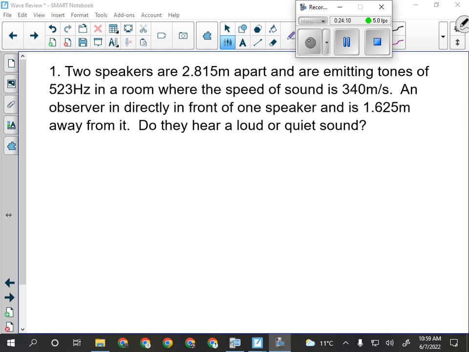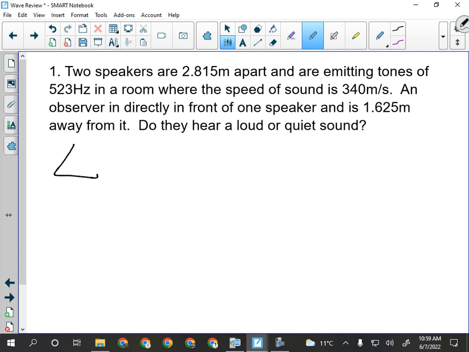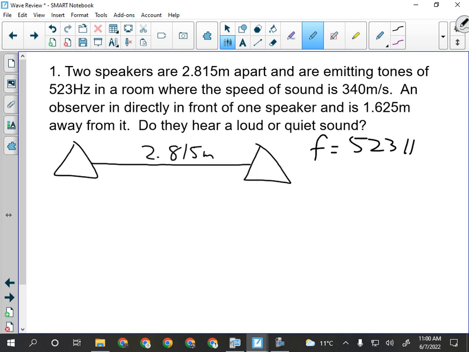Okay, so we've got 2 speakers that are 2.815 meters apart because, well, that was the distance they needed to be for the numbers to work out. 2.815 meters, and are emitting tones of 523 hertz. Okay, an observer is directly in front of one speaker and is 1.625 meters away from it. And their arms come right out of their neck, I guess. That's the way I drew them. Okay, so this is 1.625 meters. Okay, that's our 2.815.